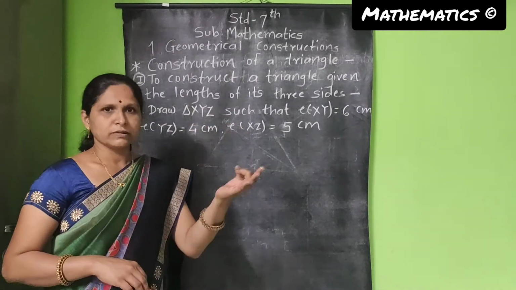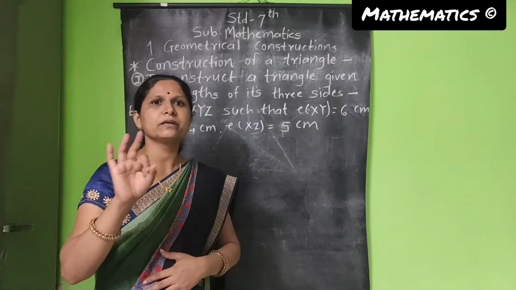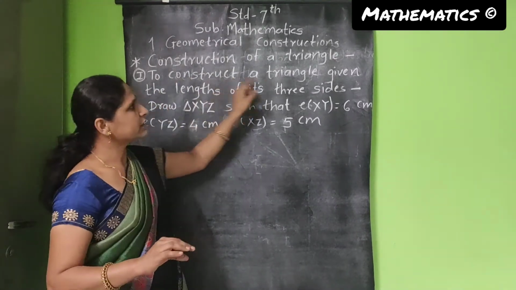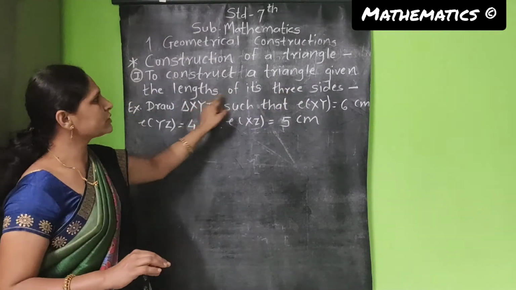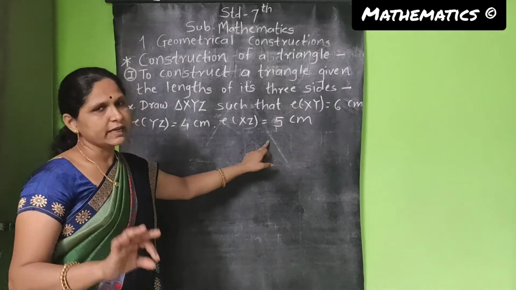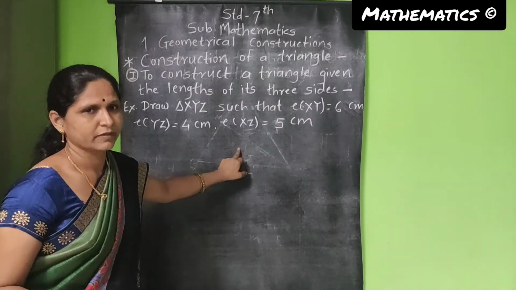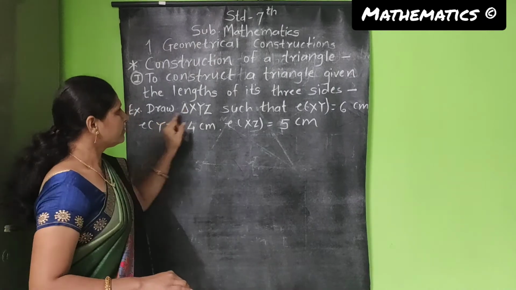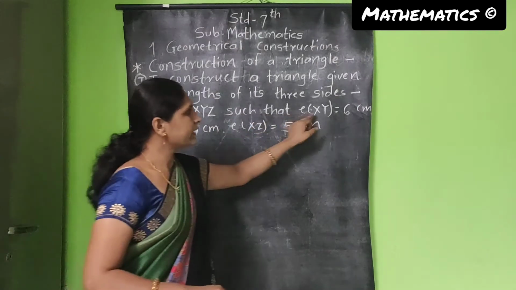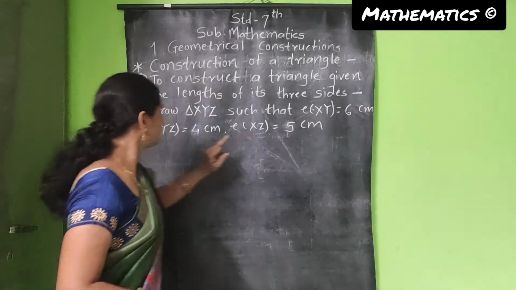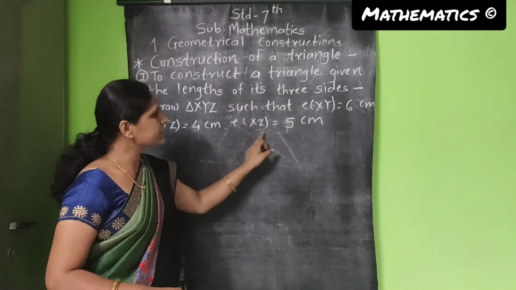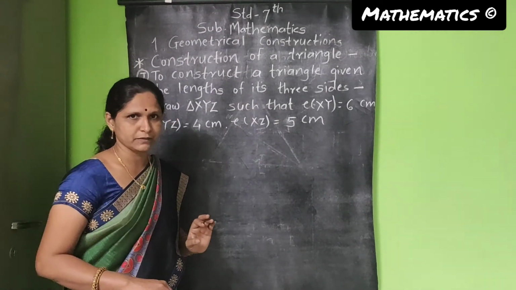Out of the 6 types, we are given 3 constituents. Here, to construct a triangle, the lengths of the 3 sides of the triangle are given. When 3 sides are given, how do we construct a triangle? Let's start. Draw triangle XYZ such that length XY is equal to 6 cm, length YZ is equal to 4 cm and length XZ is equal to 5 cm.